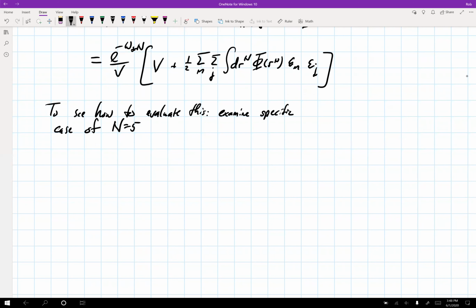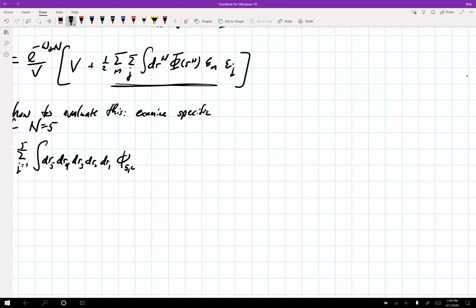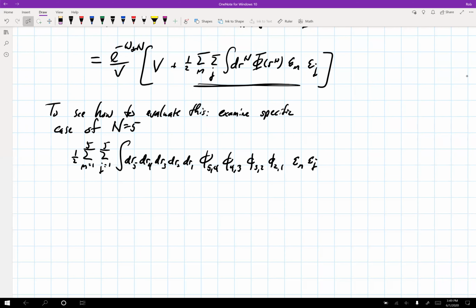And we're just going to focus on this term here when we go through this little sidebar. All right, so we'll have m equals 1 to 5, j equals 1 to 5. Integral, I'm going to write out the dr to the n, dr5, dr4, dr3, dr2, dr1, phi 4. So we have all of our bonding potentials. This is the thing that bonds all the monomers together. And then we still have our epsilon m, epsilon j.